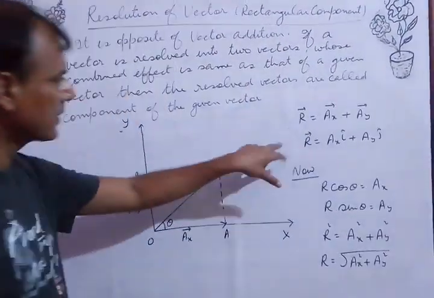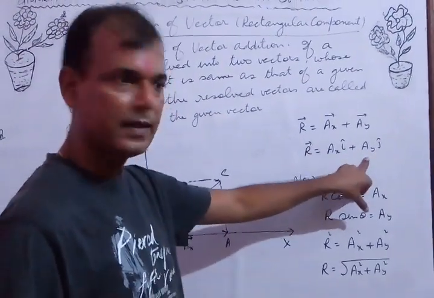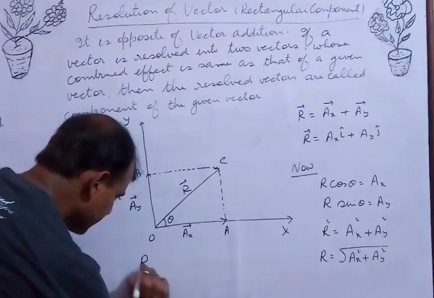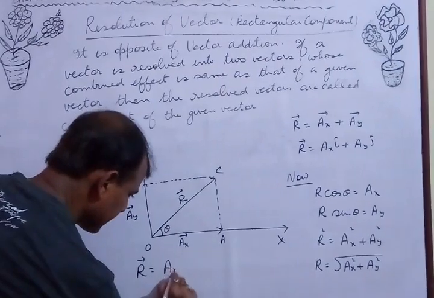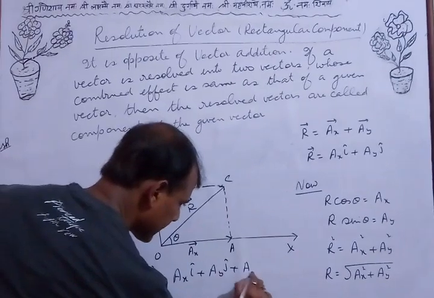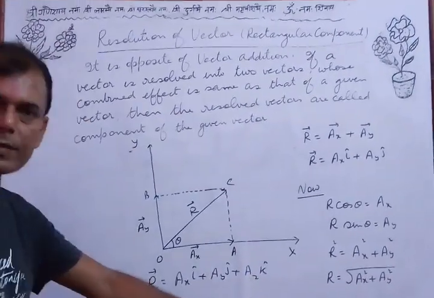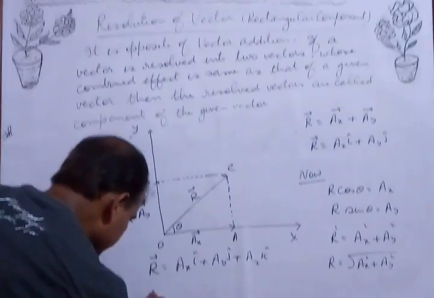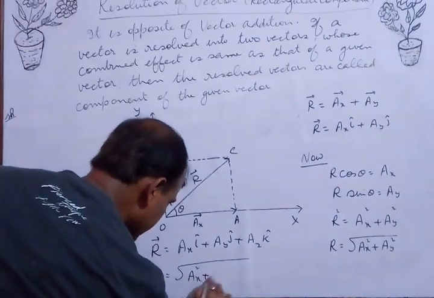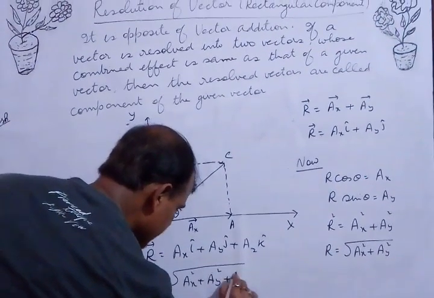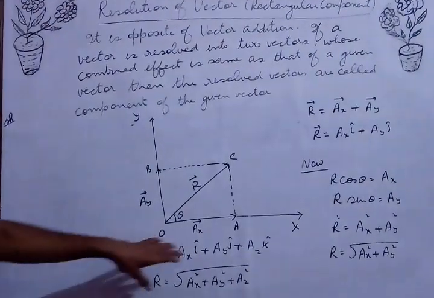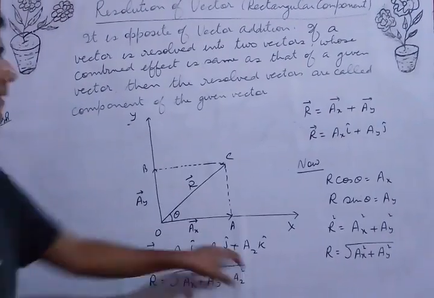So this result we can resolve in 2D. I have explained along the x-axis and y-axis. If we want it in three dimensions, then the same result can be written as R is equal to Ax i plus Ay j plus Az k. So this is the component along the z-axis, and the magnitude of R is the square root of Ax square plus Ay square plus Az square. So Ax, Ay, Az are the rectangular components. They are components along the x-axis, y-axis, z-axis respectively. So this is your resolution of vector.